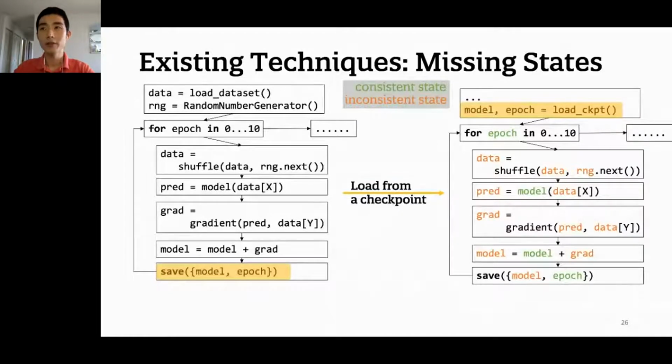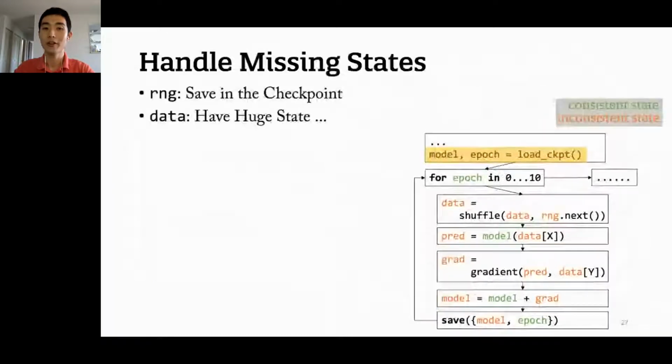A naive solution to this problem might be to save all the program state in the checkpoints. This is feasible only for small variables, like the random number generator. For the larger variables, we cannot afford the cost. For example, for the data, we cannot do that because it contains the whole dataset and its state is huge. To handle this problem, we propose a method called fast forwarding.